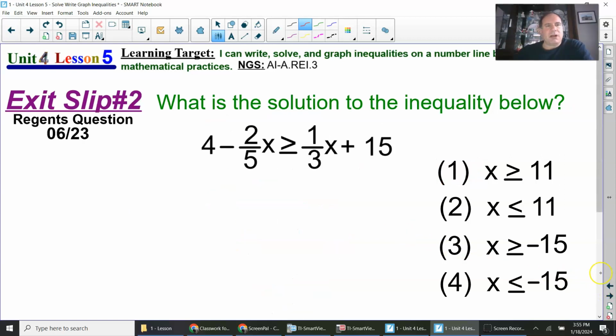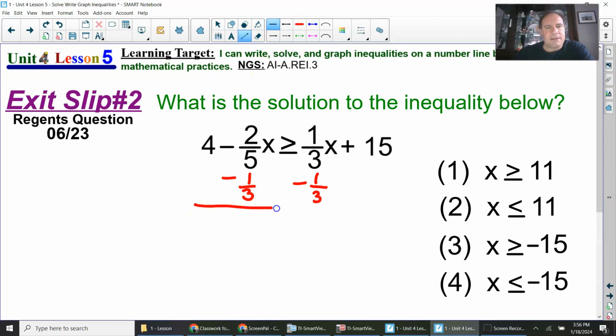All right, so a little bit more difficult, and this was again a regions question, but now there's fractions all over the place, and I'm going to demonstrate one way that you could possibly do it. I'm going to subtract the 1/3 from both sides. Remember, you have to get the x's together. So I'm going to do that. Even though I wouldn't do this, I would add the 2/5 on both sides. I'm going to subtract the 1/3 on both sides. So that means I'm going to purposely go into the negative.